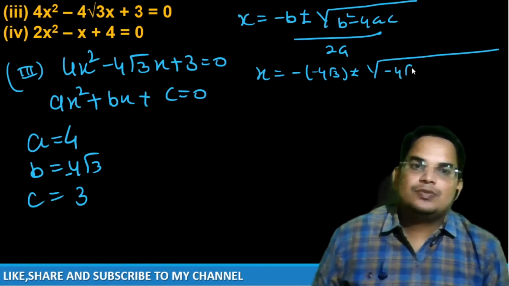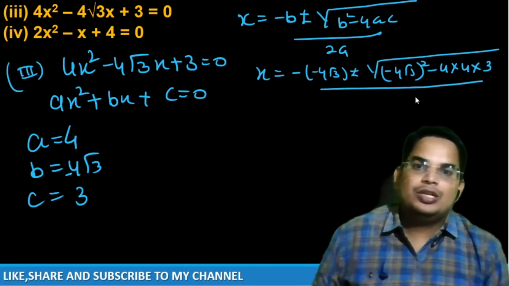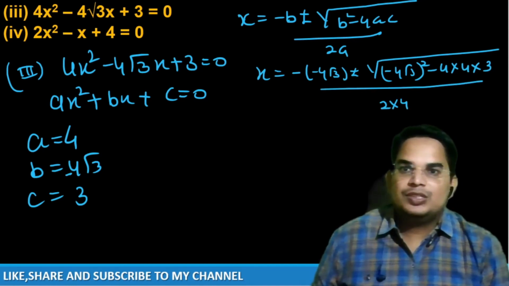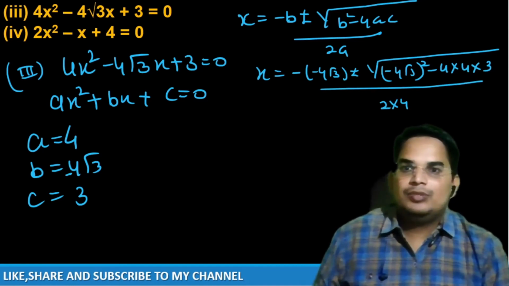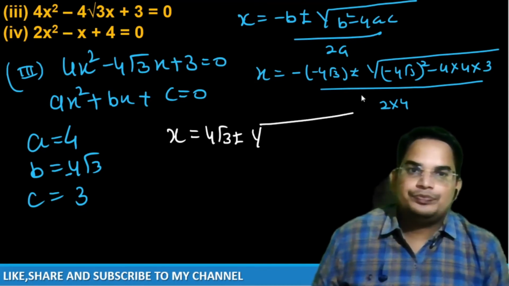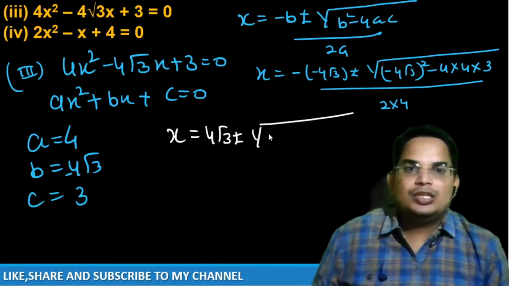So this is the minus 4 root 3 square minus 4 into a into c, the 3 upon 2a, 2 into 4. So the value of x will become... just a second children, let me change the color of pen. Okay, so now you can say x is equal to minus minus plus 4 root 3 plus minus square root 4 root 3. What is the square of 4 root 3?